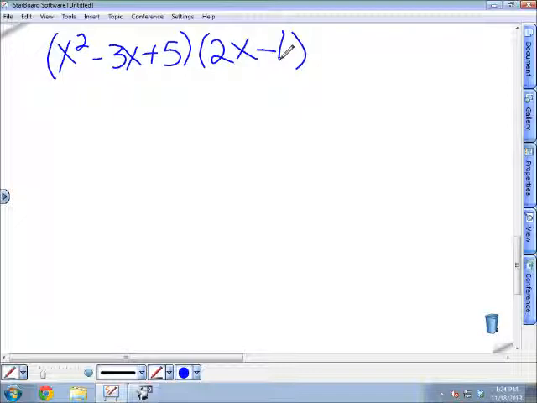Maggie's got an answer. Do you have an answer, Megan, or are you still working on it? Okay. Start with your lines. Multiply your x squared by both things. Then your 3x by both things. Then your 5 by both things. For a little hint, you see how you have 3 terms here? This is a trinomial, you have 3, and here you have 2. If you multiply 3 times 2 together, you get 6. That tells you you're going to have 6 monomials that you're going to combine at the end.